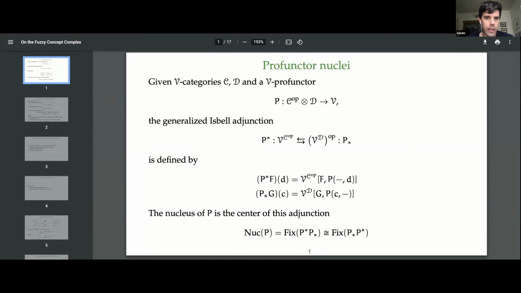So we'll always work in an enriched setting. That means that a profunctor maps a pair of V categories C and D down to the enriching category V. So given a profunctor P, we can form the so-called generalized Isbell duality, which gives us an adjoint pair P upper star, P lower star, which relates the category of presheaves on C and the category of op-co-presheaves on D. And then the nucleus of P is the center of this adjunction. That's the fixed point of the two round trip compositions that we get.